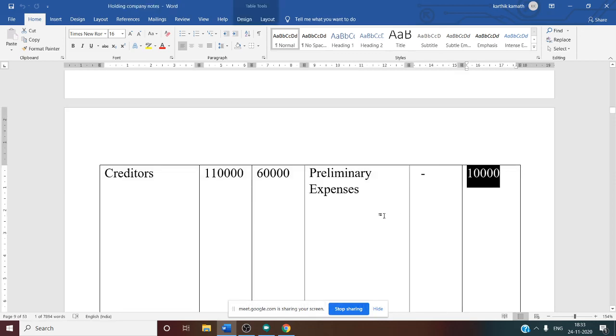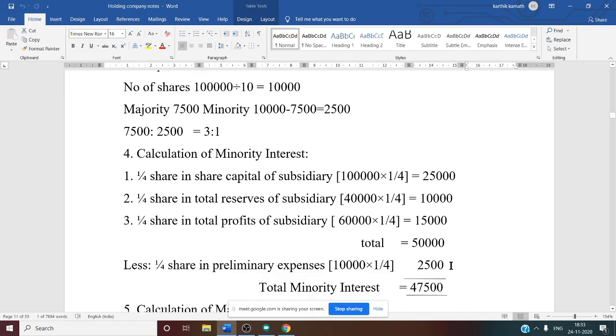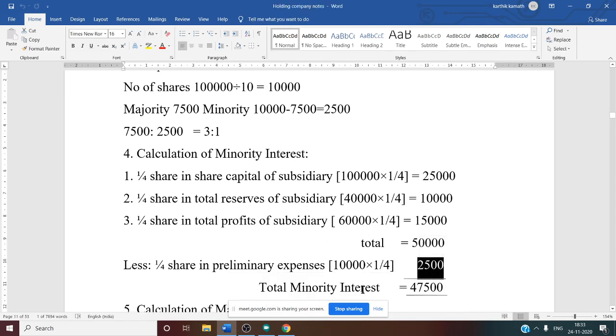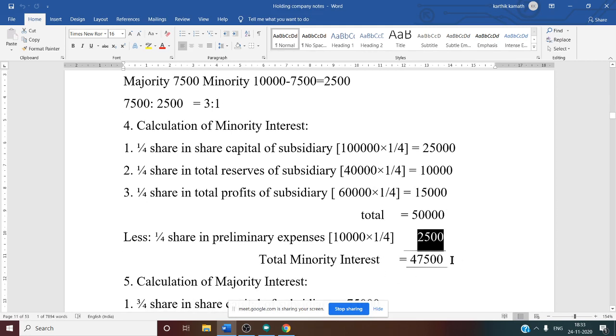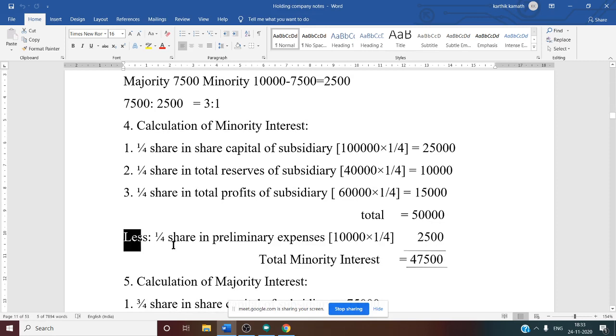So 10,000 into 1 by 4 if you do, you will get a portion of minority preliminary expense. That is 2,500. Now you calculate total minority interest 50,000. This you have to deduct. This preliminary expense you have to deduct. Why? This we have already discussed.